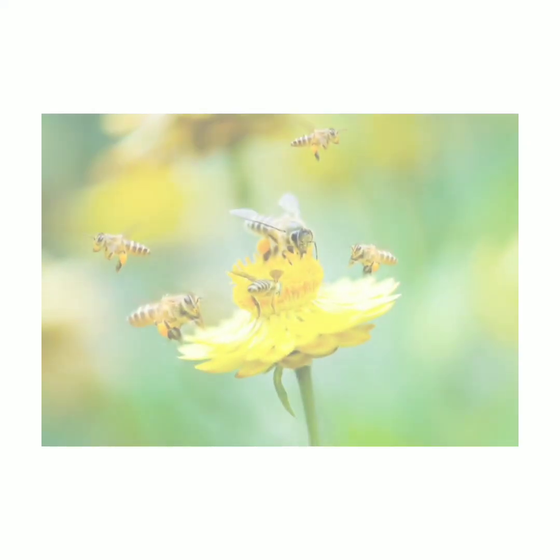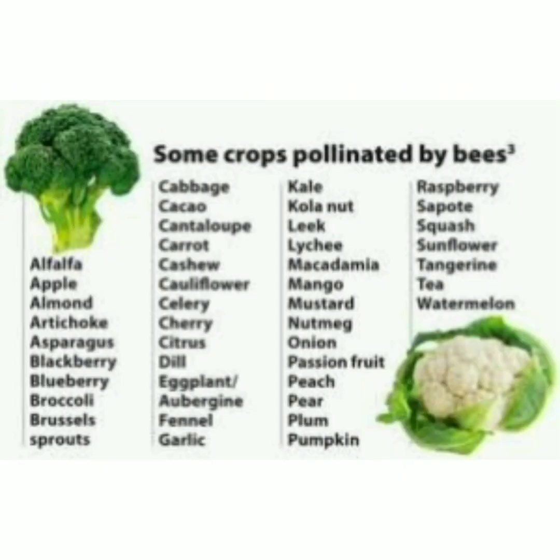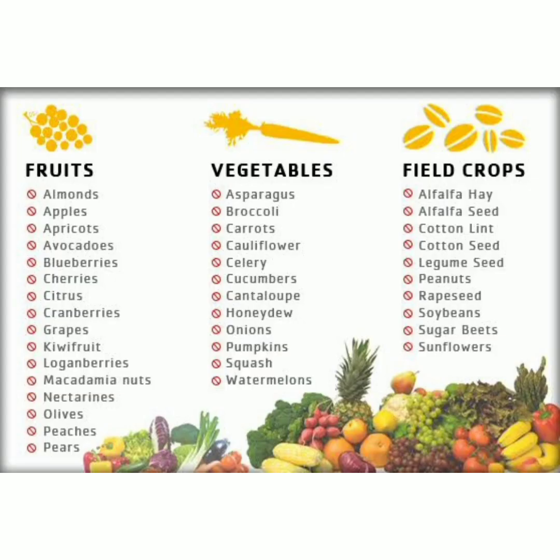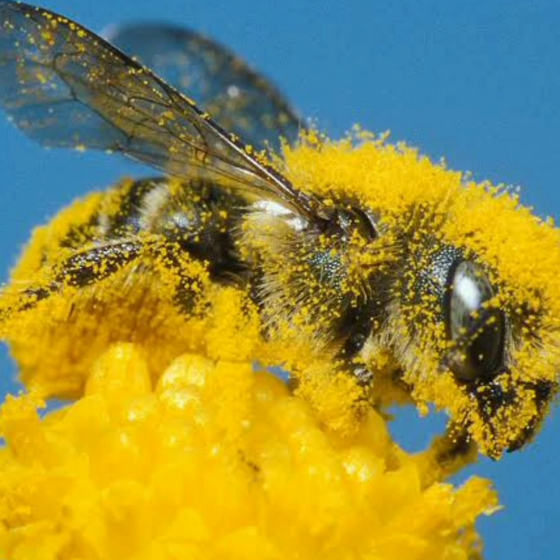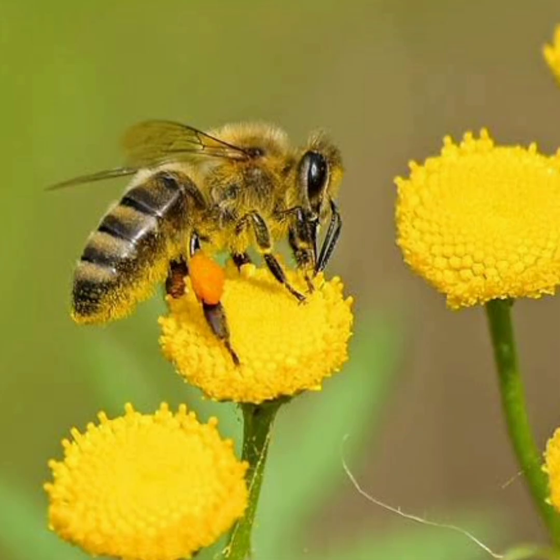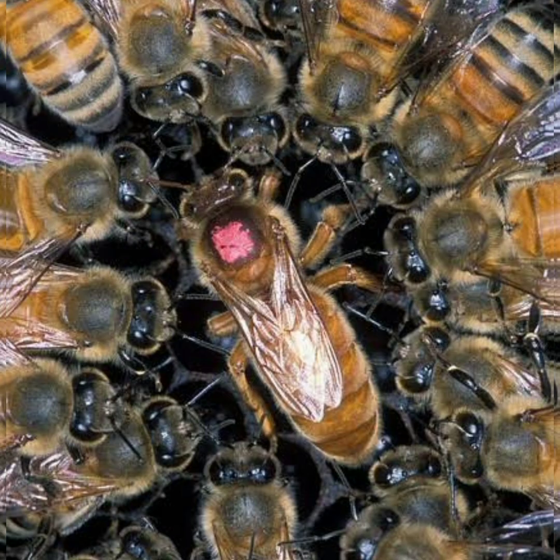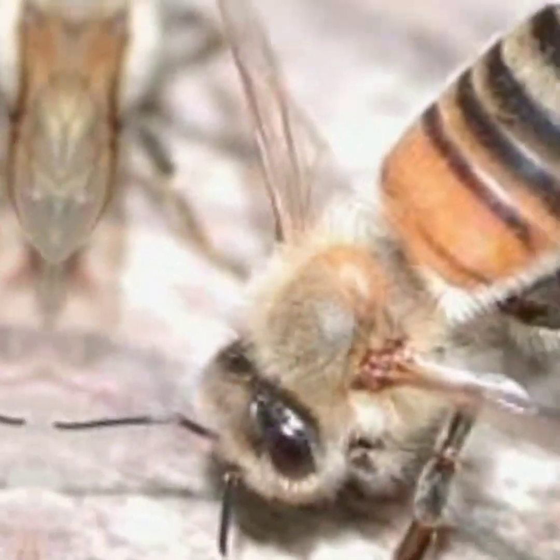Honeybees are important pollinators of many plants, including many agricultural crops. The bees collect nectar and pollen from flowers, and as they move from flower to flower, they transfer pollen and facilitate fertilization. Communication: honeybees have a complex system of communication that involves pheromones, dance language, and tactile cues.